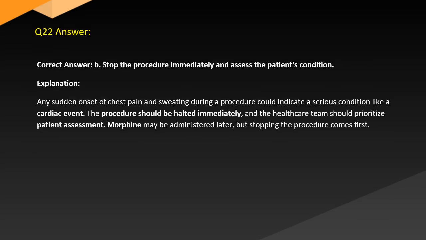Answer. Correct answer: B. Stop the procedure immediately and assess the patient's condition. Explanation. Any sudden onset of chest pain and sweating during a procedure could indicate a serious condition like a cardiac event. The procedure should be halted immediately, and the healthcare team should prioritize patient assessment. Morphine may be administered later, but stopping the procedure comes first.